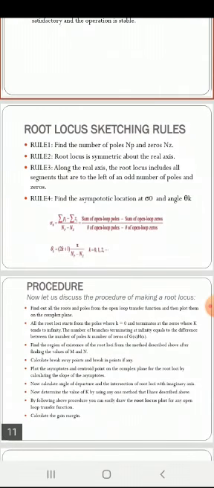Now, what is the procedure? Let us discuss the procedure of making a root locus. First, find all the zeros and poles from the open loop transfer function and plot them on the complex plane. The second step is that all the root loci start from the poles where k is equal to 0 and terminate at the zeros where k tends to infinity. The number of branches terminating at infinity is equal to the difference between the number of poles and the number of zeros of G(s)H(s).